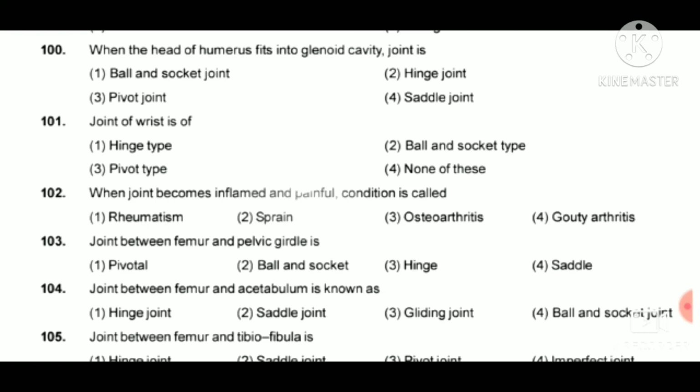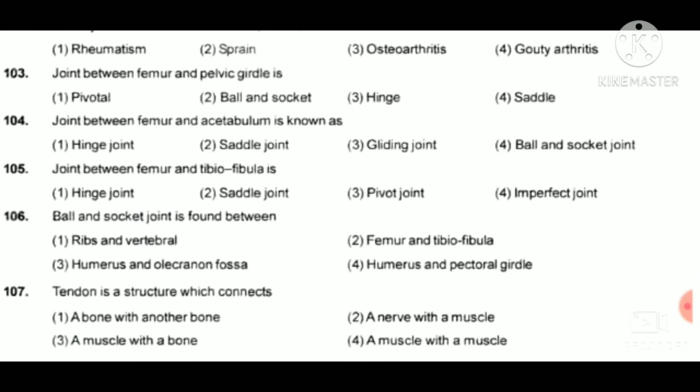Next is question number 104. Joints between femur and acetabulum is known as number 1 hinge joint, number 2 saddle joint, number 3 gliding joint, number 4 ball and socket joint. Again, femur and acetabulum both are part of the hip region, so the answer is option number 4, ball and socket joint.